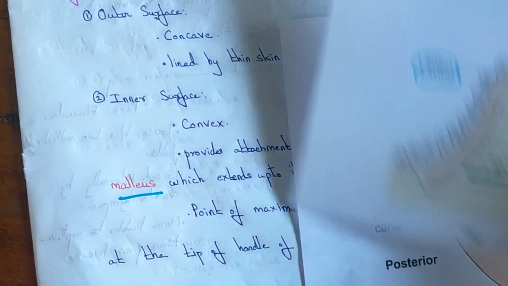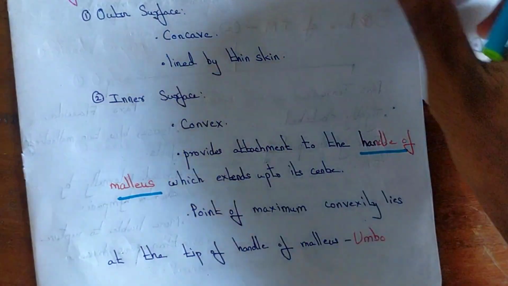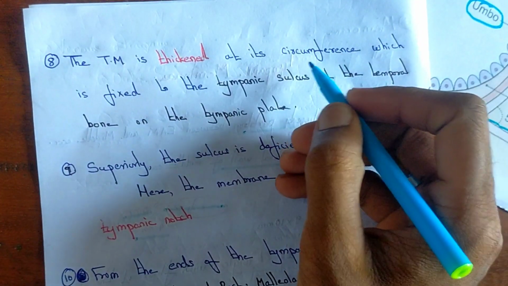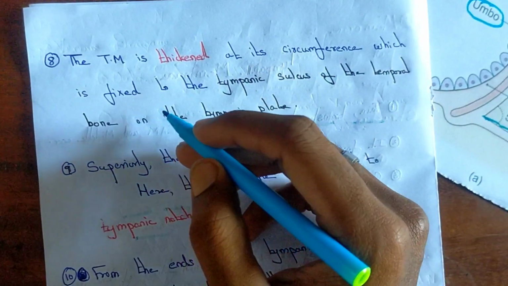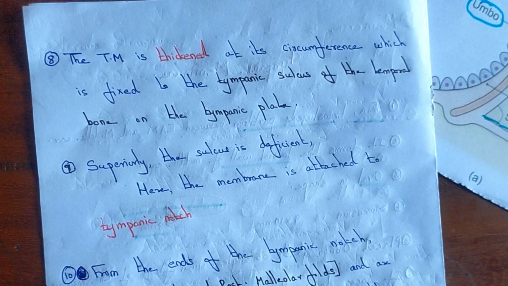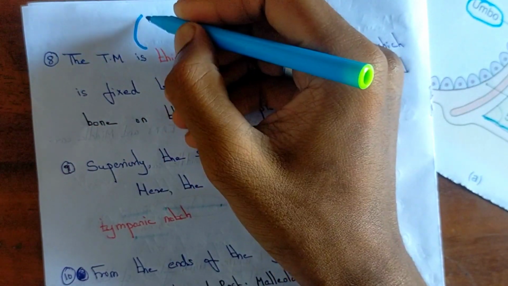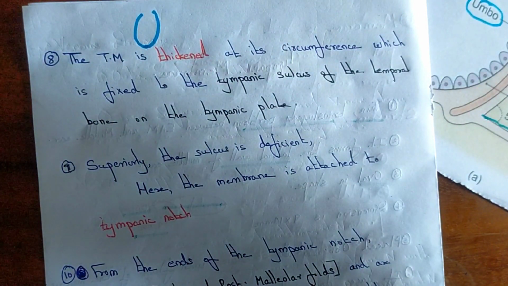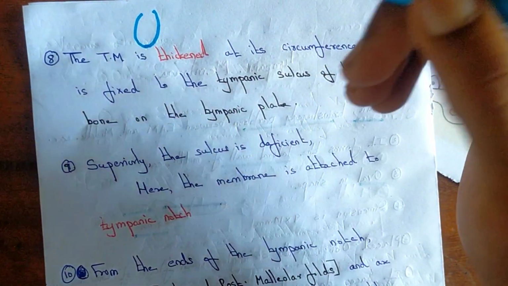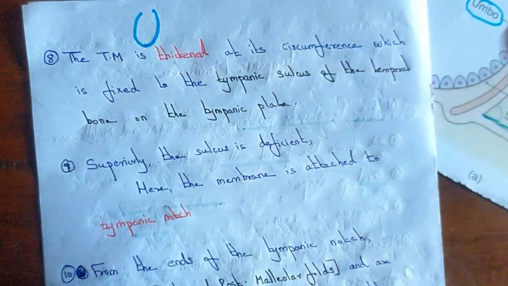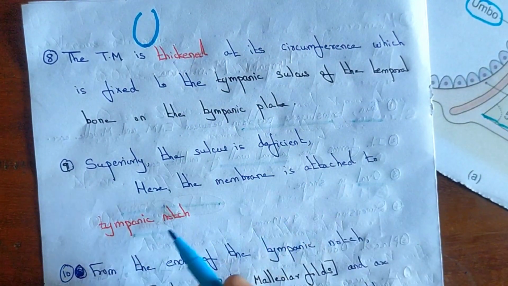Got it? Good. Now let's see about the circumference. The tympanic membrane is thickened at its circumference, which is fixed to the tympanic sulcus. The edges of the circumference are thick. It is attached to the tympanic sulcus. Superiorly the sulcus is deficient, that is, there is no sulcus at the top; there, the membrane is attached to the tympanic notch.